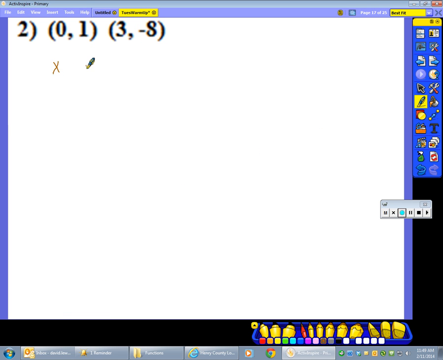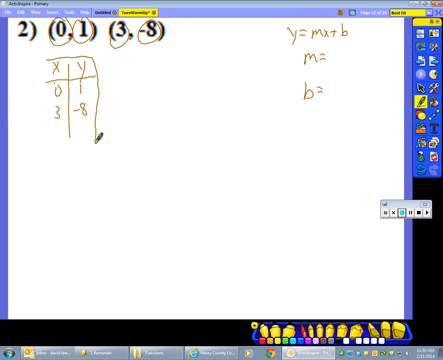Number 2, I'm going to do almost the exact same thing. Remember, we've got y equals mx plus b, and I need to know what m equals, and I need to know what my y-intercept is. So I'm going to create a table based on the coordinates. We have 0 and 1, and I have 3 and negative 8. And so my y value changes by negative 9.